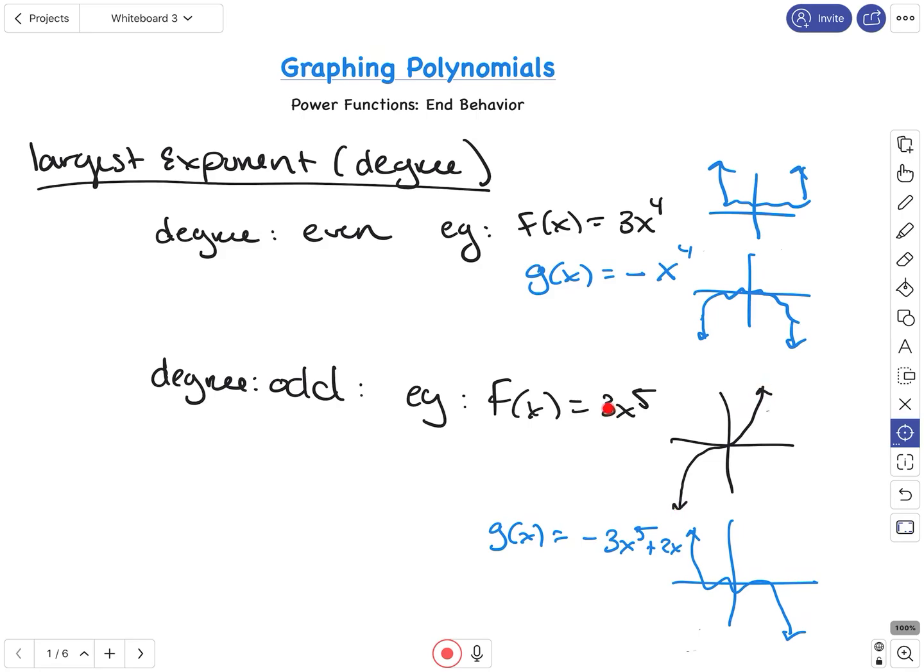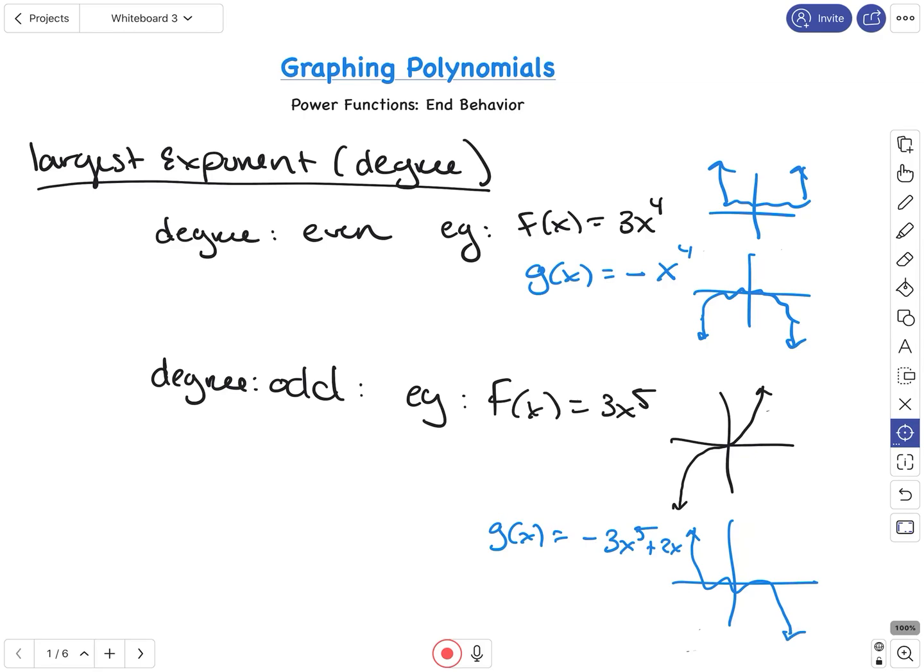If the degree is odd and the first coefficient is positive, down on the left and up on the right, just like x cubed. If the leading coefficient is negative, but the degree is odd, it's a reflection, up on the left and eventually down on the right.